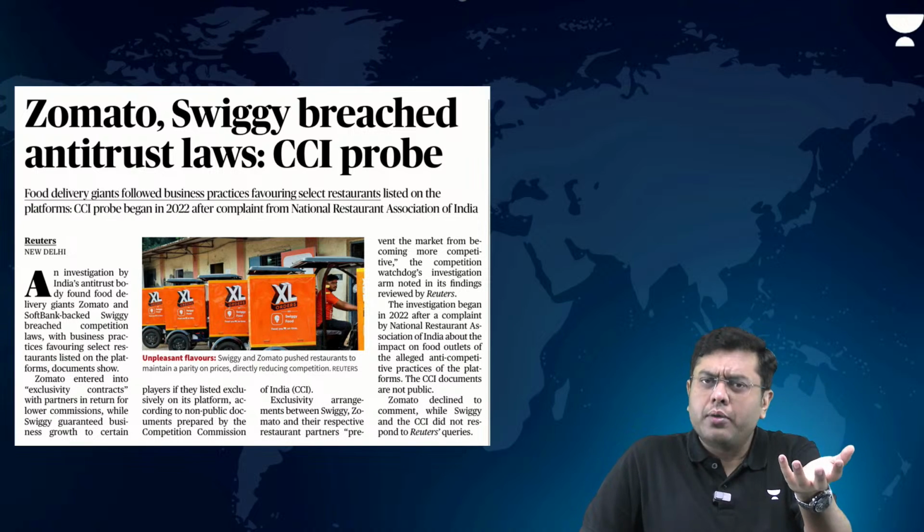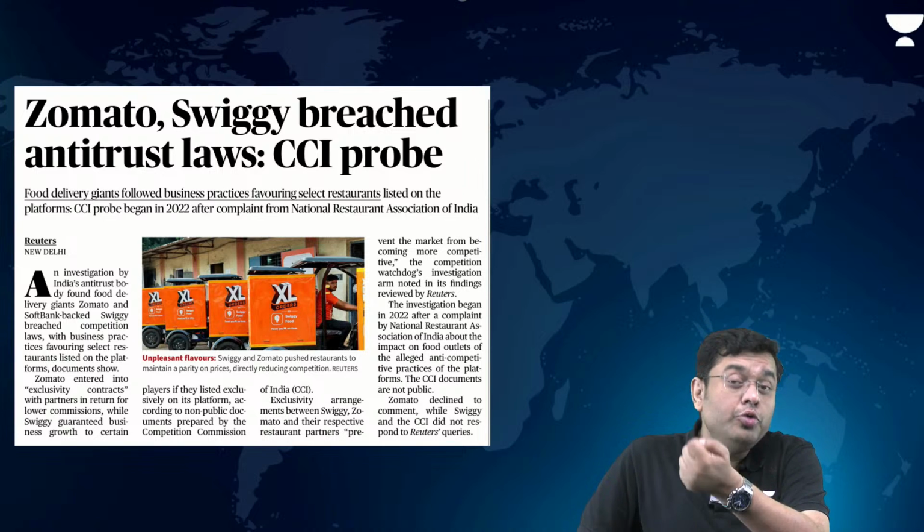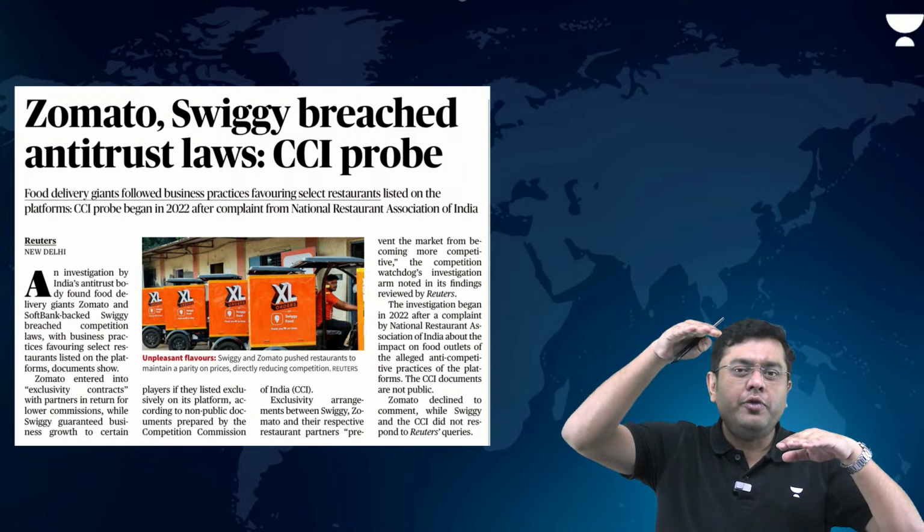Zomato and Swiggy have been known to provide preferential treatment to certain restaurants and certain outlets, offered them a lower commission, just to promote them. Now that has the tendency of distorting the market competition. Because let's suppose you have two restaurants, one of them enters into a deal with Swiggy or Zomato, then this restaurant will always be given a preference when you open the app, when you order, there will be multiple different pop-ups, etc. So naturally the behavior is inclined towards that restaurant.